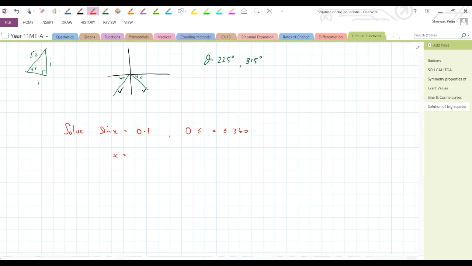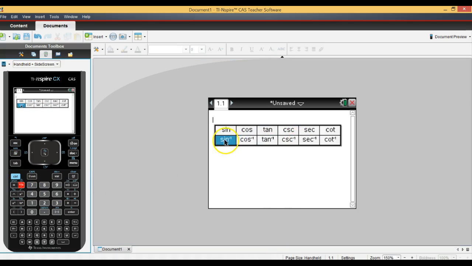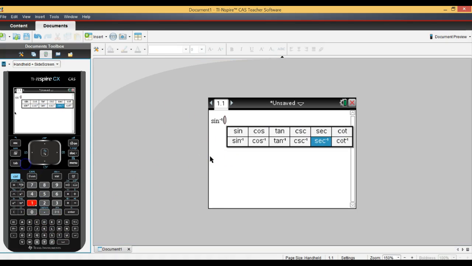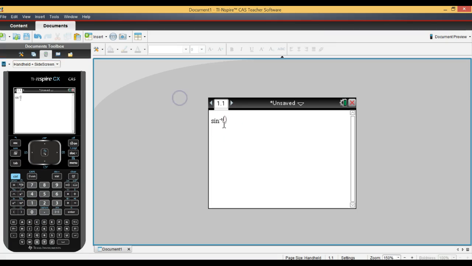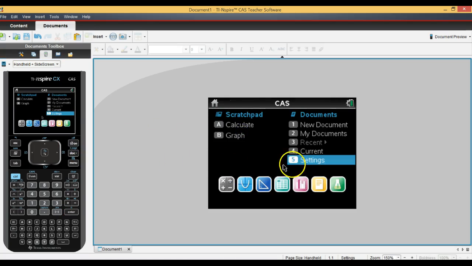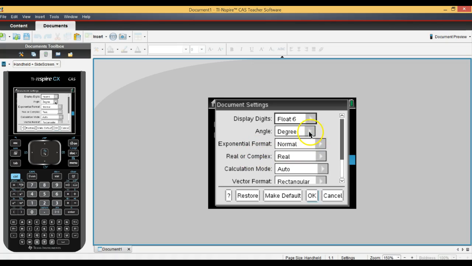Now, what we do there is we take sine x, so we're looking for sine inverse 0.1. Take sine inverse, please, 0.1. And oh look, I'm in radians here, I reckon. 5.73. I'm going to go in here, get my settings sorted out. Document settings. Angle, degrees. Okay, that's fine.